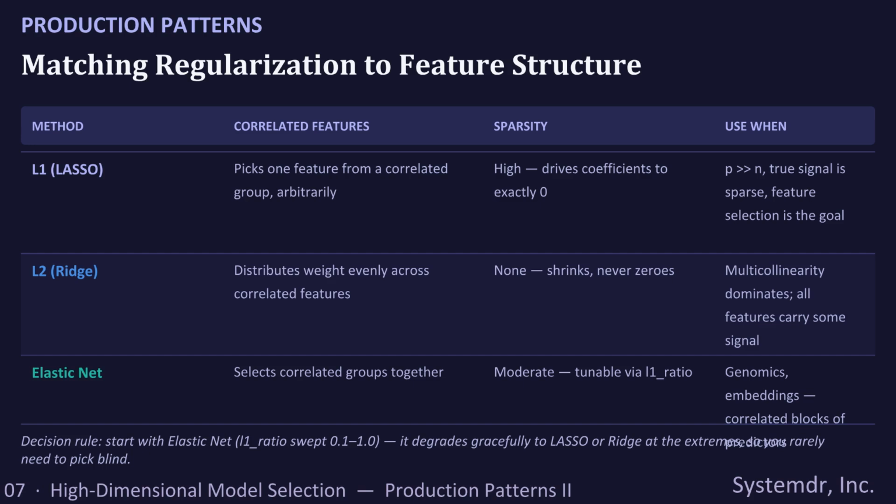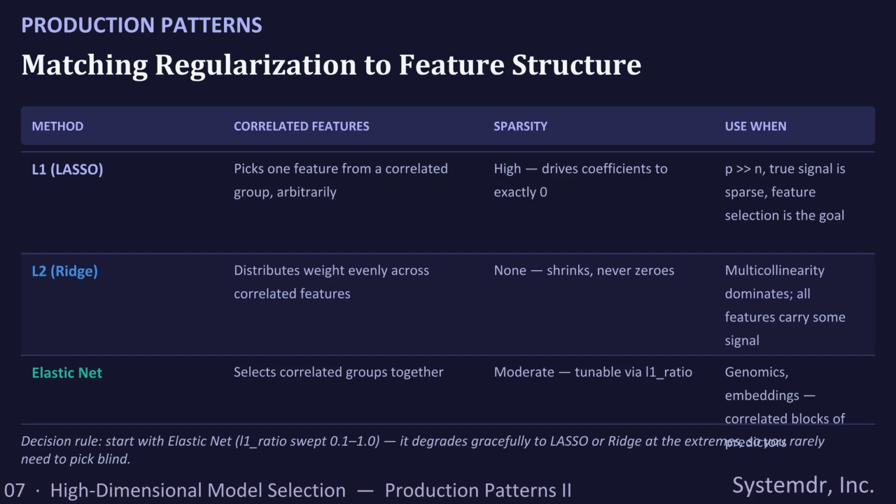L2, or Ridge, never zeroes anything. It shrinks all coefficients towards 0, but keeps them all in the model. It distributes weight evenly across correlated features, which is more stable, though less interpretable. Use it when multicollinearity dominates, and you believe most of your features carry at least some real signal.